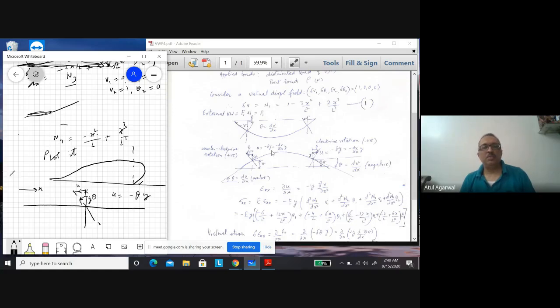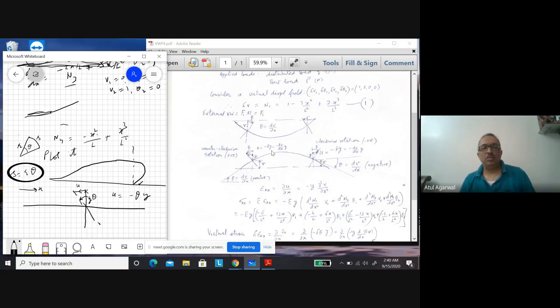Similarly, same thing like s is equal to r theta, where s is the arc length, theta is the angle in radians, r is the radial distance. Like this is s, this is r, this is theta. Same way we are getting our u is equal to theta into y. Since with counterclockwise rotation it is going in negative x direction, u is equal to minus theta y.